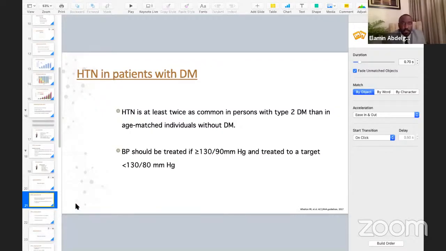So active surveillance for blood pressure in any patient with type 2 diabetes is of paramount importance. Blood pressure should be treated if systolic is more than 130 or diastolic is equal to or more than 90, and treated to a target of less than 130 over 80 millimeters of mercury.